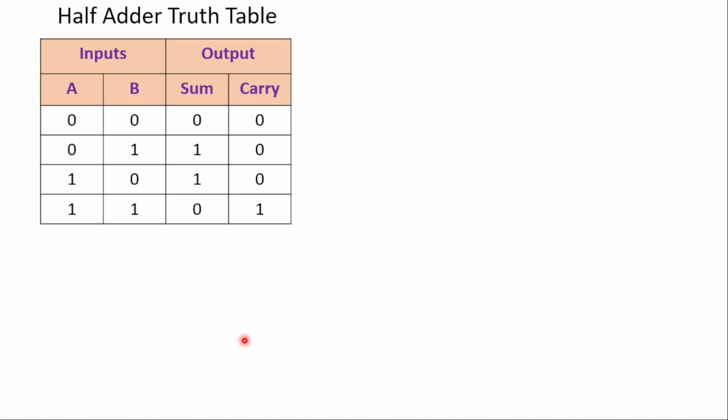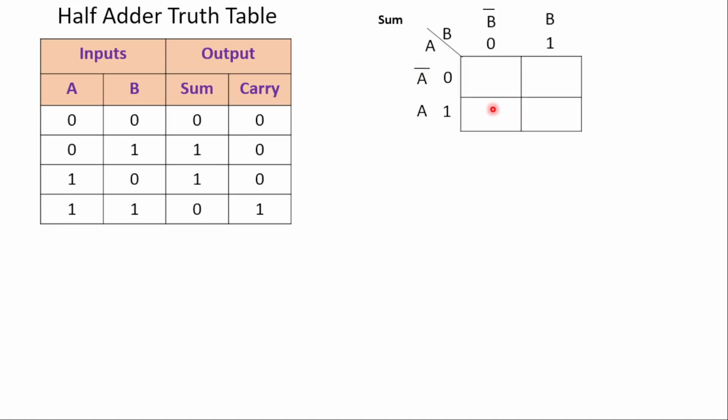So by using this truth table, we will derive the Boolean expression for outputs, that is a separate Boolean expression for sum and a Boolean expression for carry. For that we will use K-map. Let us first derive the Boolean expression for sum. As the inputs are A and B, that is two inputs, we will require a K-map with 4 cells. So this is the K-map.